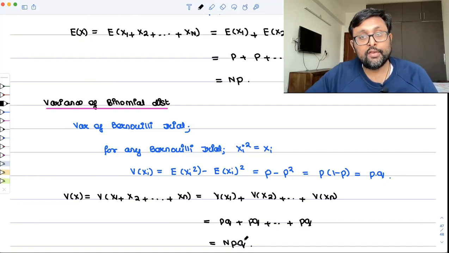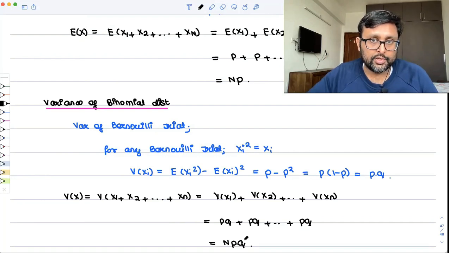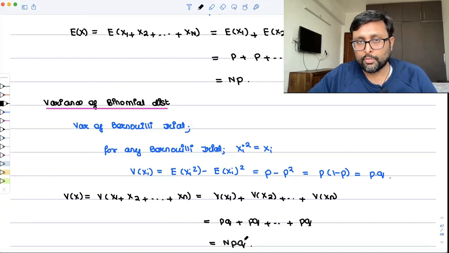So what have we done in this class? We have defined what the binomial distribution is. We have defined what the Bernoulli distribution is. We have found the difference between the binomial and Bernoulli. We have found how we can calculate the probability of success for the binomial distribution. And we have also calculated the mean and variance of the Bernoulli and binomial distributions, right?